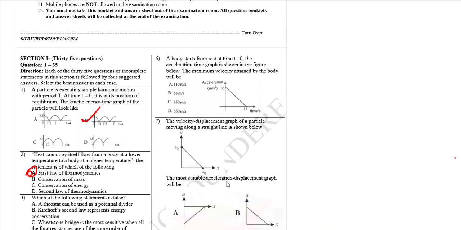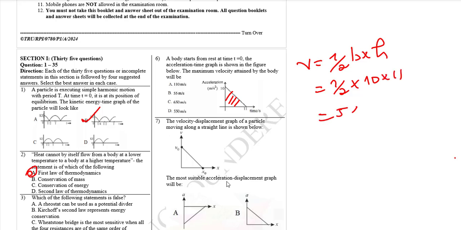Now number 6. A body starts from rest at time t equal to 0. The acceleration time graph is shown in the figure below. The maximum velocity attained by the body will be, so maximum velocity will simply be the area under the acceleration time graph. And what are we seeing? We observe a right angle triangle, so the maximum velocity v will simply be a half base times the height. So that will be a half times 10 times 11. That will be 5 times 11, which gives 55 meters per second. So B is the correct option.